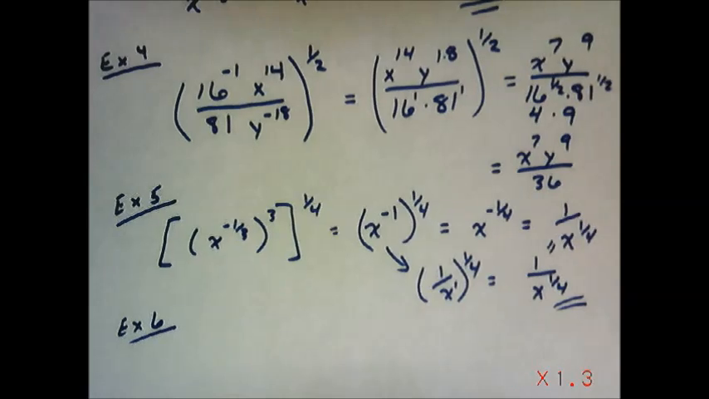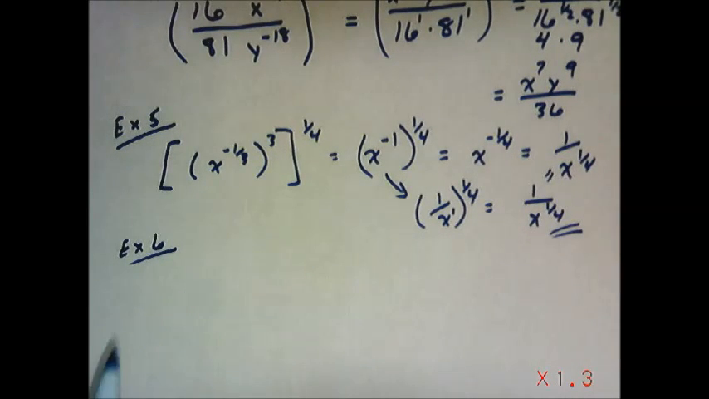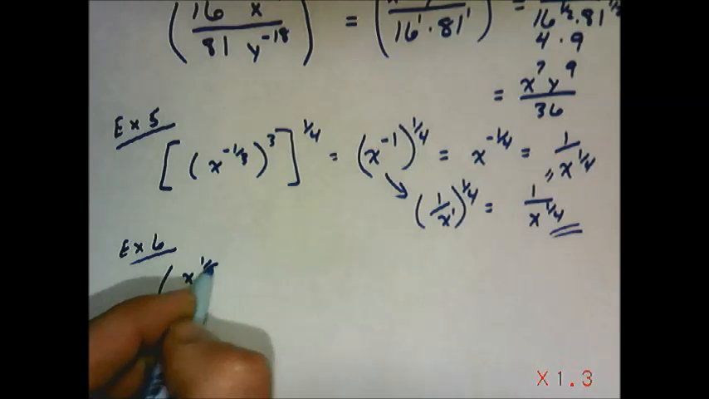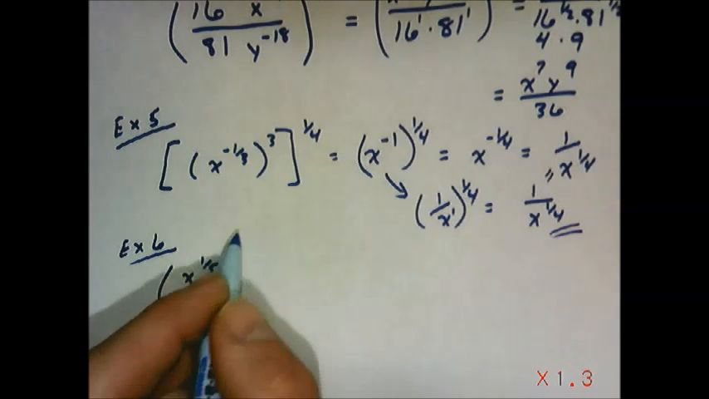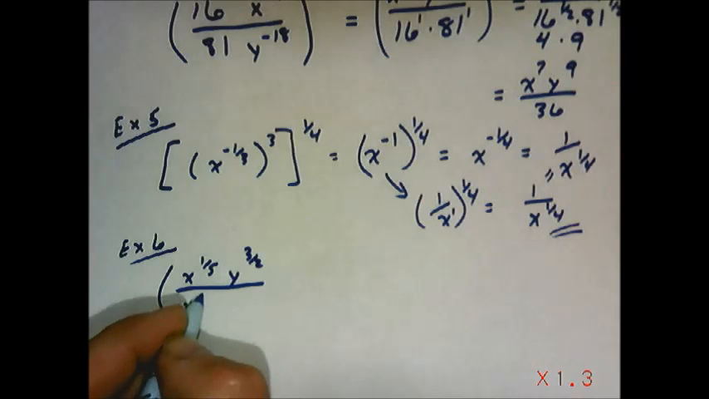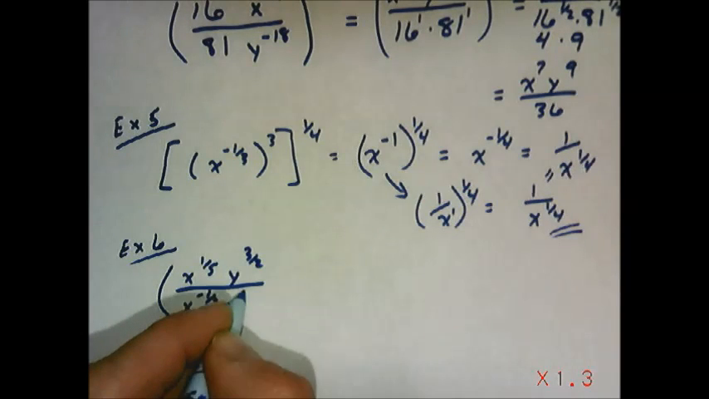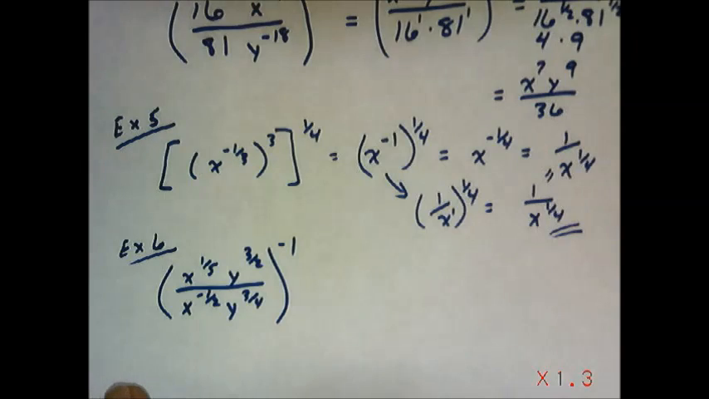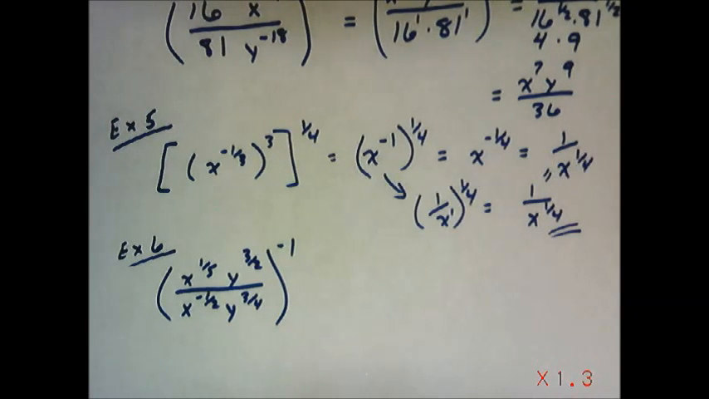Continuing with the theme of today, let's get a little more nasty. So we have x to the 1/5, y to the 3/2, and let's divide this by x to the negative 1/2 and y to the 3/4. And let's take all of this to the 1st power. Now again, there's a couple of things that we can do.